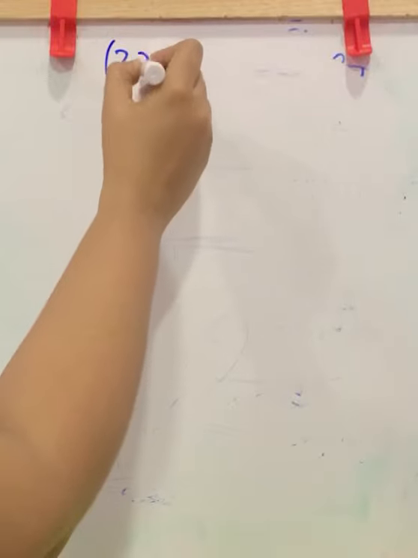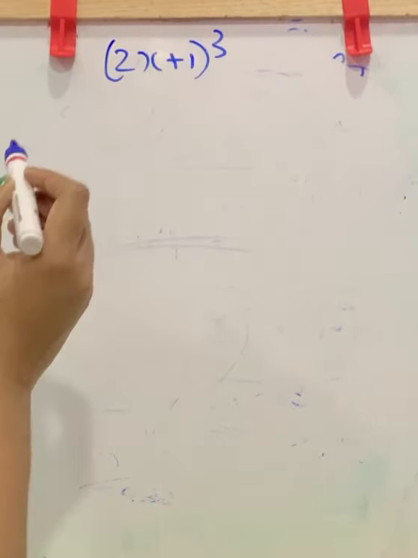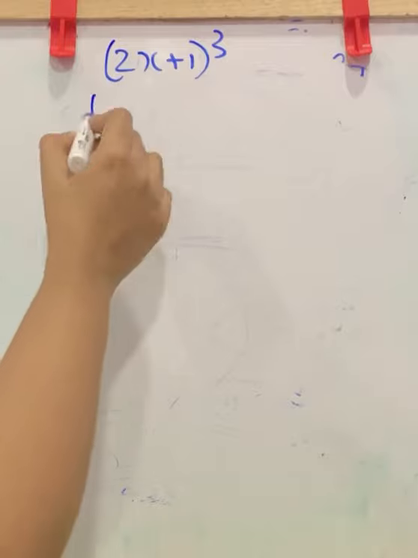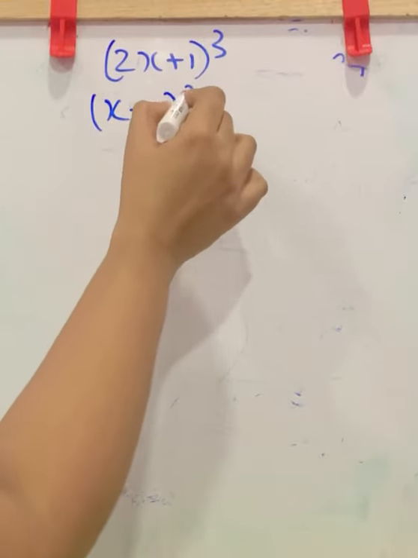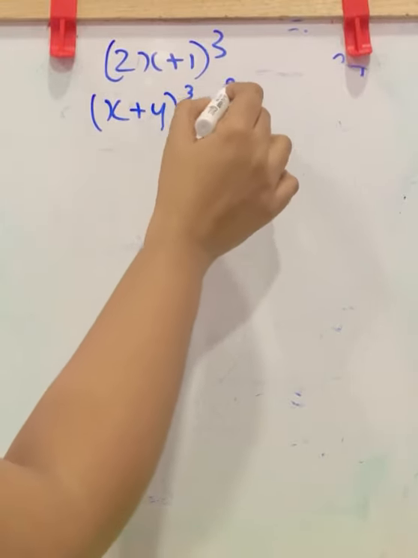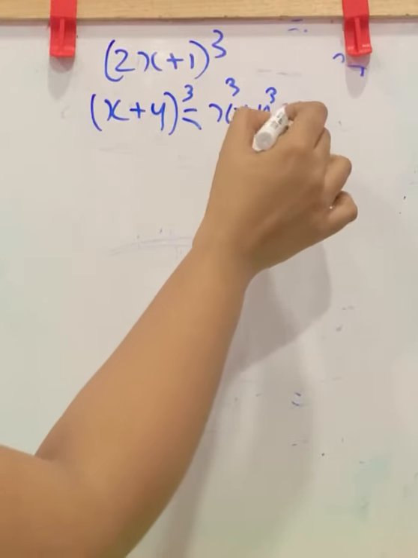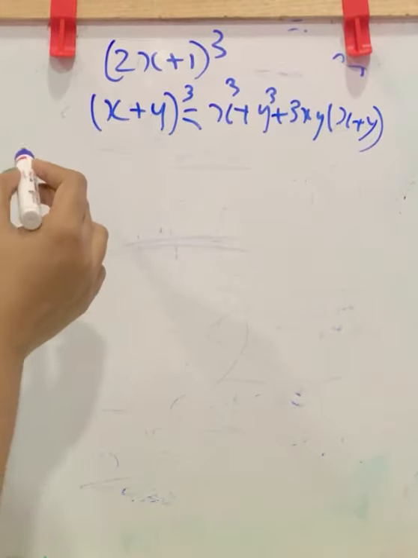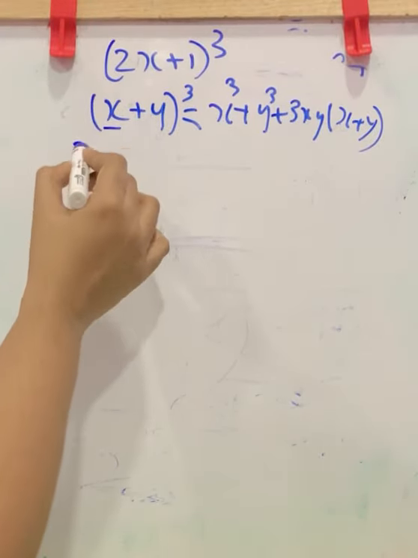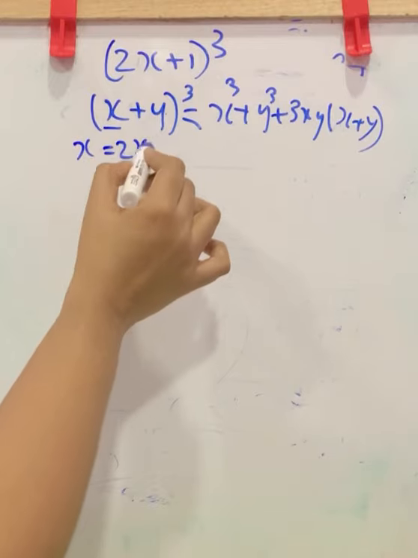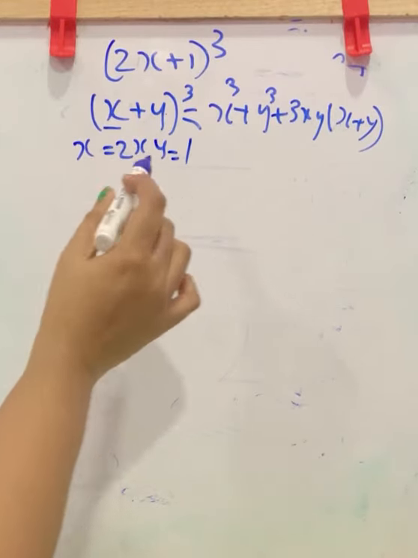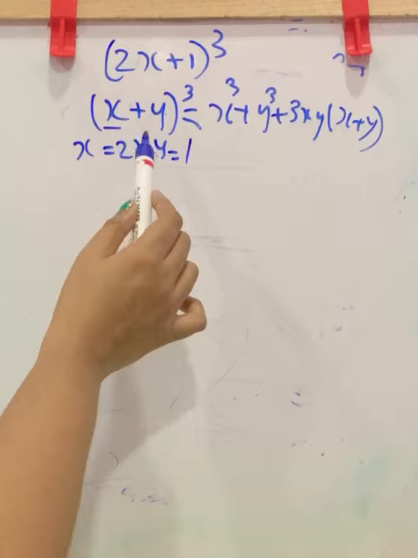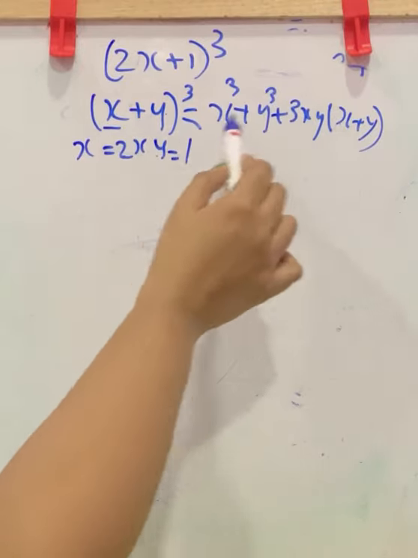Namaste. Write the following cubes in expanded form. 2x plus 1 whole cube. This is the identity (x plus y) whole cube, and the expansion is x cube plus y cube plus 3xy into (x plus y). So here x is 2x and y is 1. So substituting x and y as 2x and 1, we can expand this.